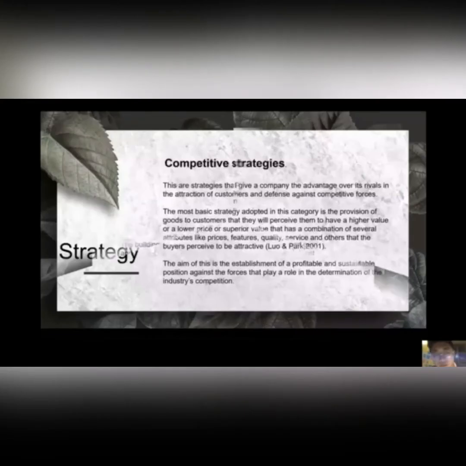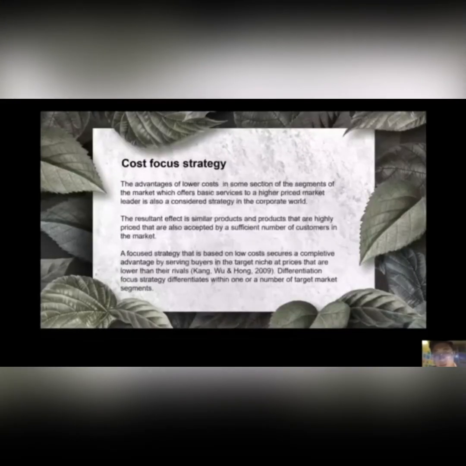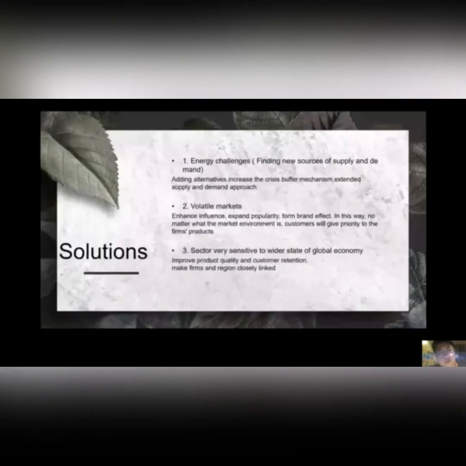Thank you. Now I'm going to present my part. The first one is the energy challenges. It means finding new sources to supply and demand. Since oil is not a renewable energy source, it is an inevitable trend to increase alternatives, increase crisis buffer mechanisms, and expand supply and demand channels.